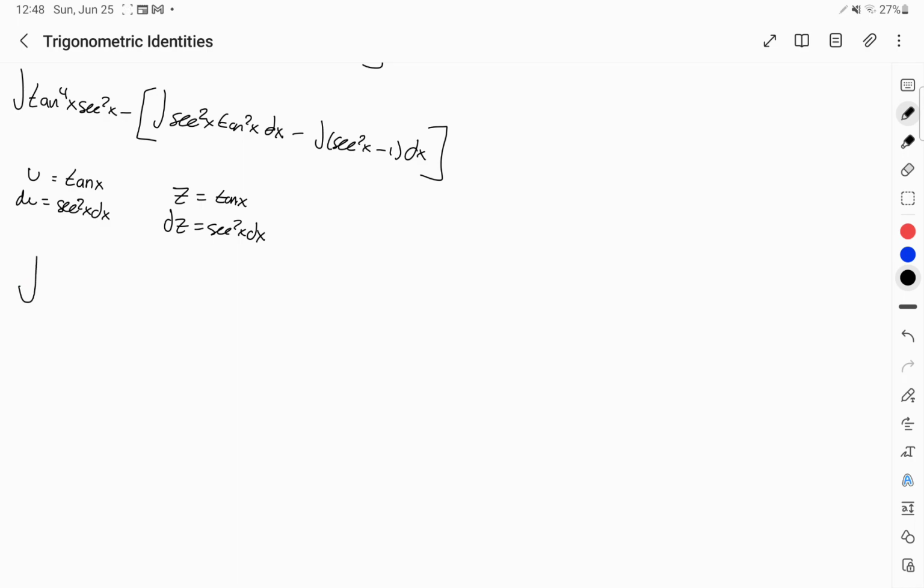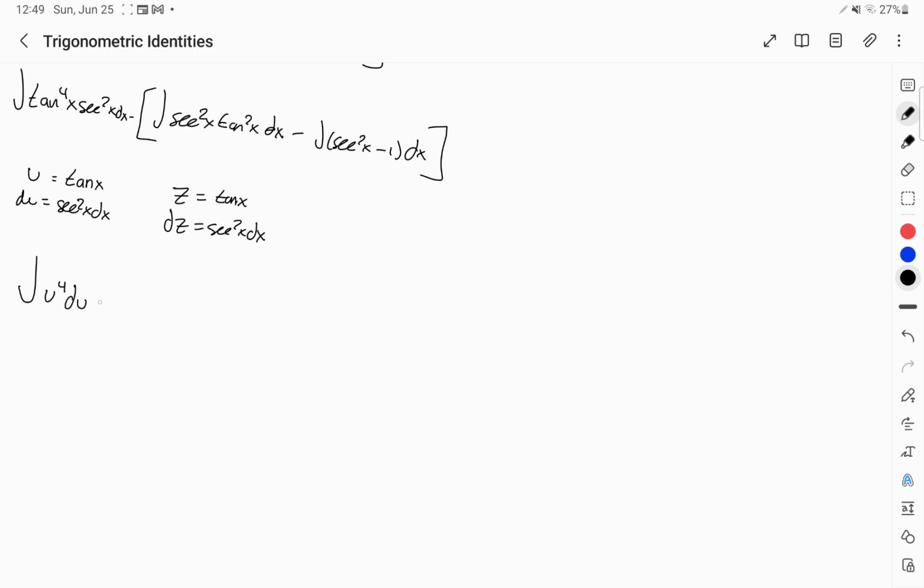We're going to integrate, and now we're going to plug in tangent for u. So now we have u to the 4th. And what is du? Secant squared of x dx, which is what we have right here. Oh, I am so sorry, I forgot the dx. Let me just fix that really quick. Okay. And that is what we have right here, secant squared of x dx.